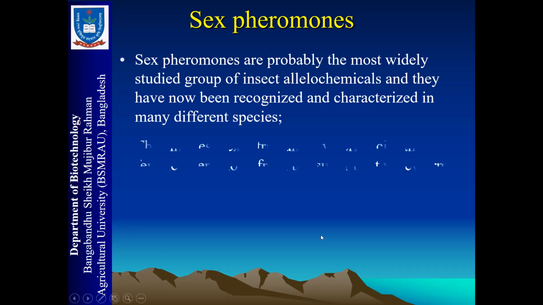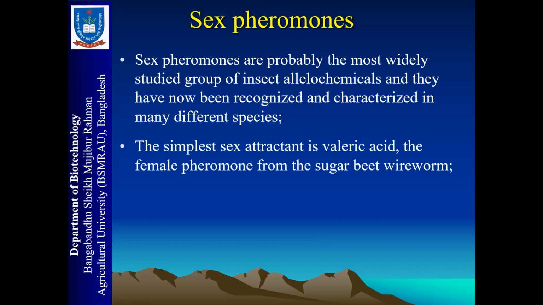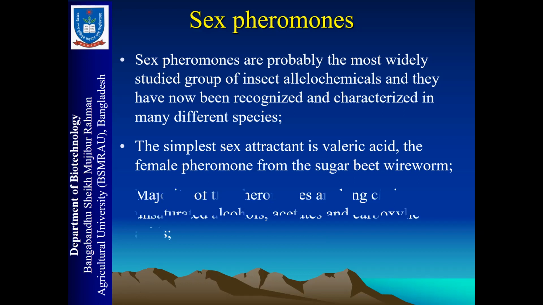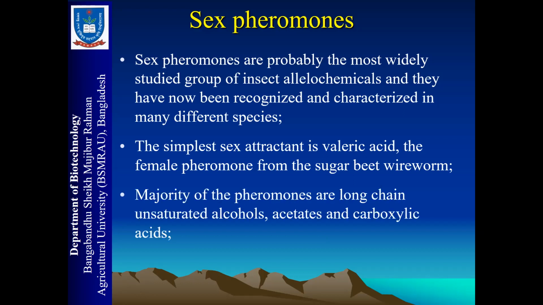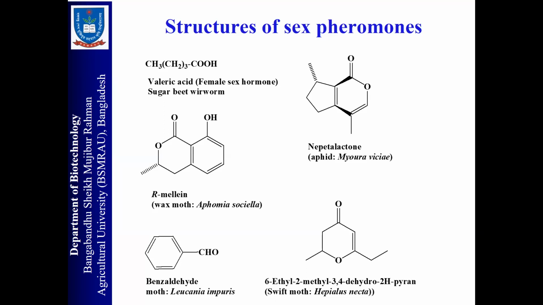That means sex pheromones. The simplest sex attractant is valeric acid. Valeric acid, a very small molecule, is the female pheromone from the sugar beet wireworm. The majority of the pheromones are long chain unsaturated alcohols, acetates or carboxylic acids. Here you can see some of the structures of sex pheromones. For example, valeric acid, the first structure you see, a very simple female sex pheromone of the sugar beet wireworm.